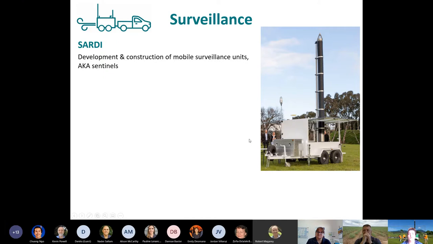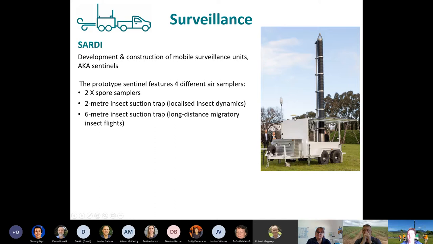The prototype features a 6-metre insect suction trap, a 2-metre insect suction trap, and 2 onboard spore samplers. We also have a weather station on board that captures different climate data. And these insect traps are designed to capture at the 2-metre level, those hovering around the crop level. And then the 6-metre trap is designed to capture those more long distance migratory insect flights.